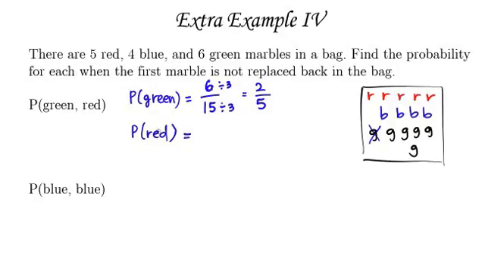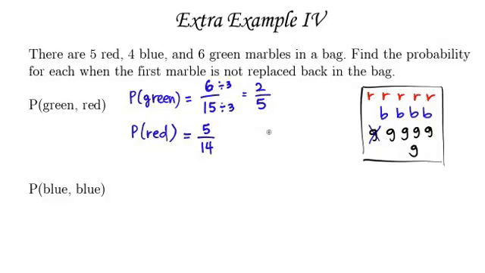So probability of picking the red. How many reds do I have? I have 5 red marbles, 5 on top, over how many marbles do I have now? Well, after that one's gone, I have 14 left, right? So it was 15 and then minus the one that we already picked. So now it's 5/14. Now this fraction I can't simplify, right? So that's the probability of picking the red.